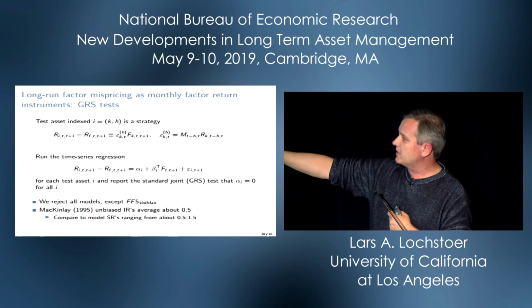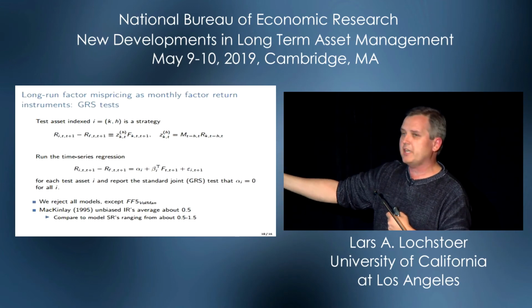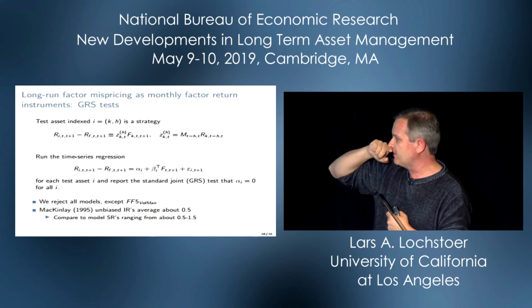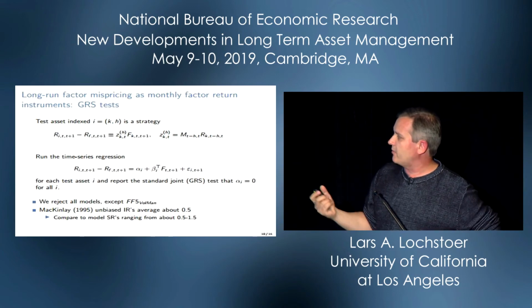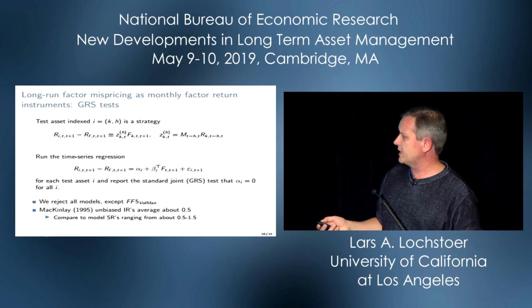And so this is all in the paper, but I can run a standard GRS test. The outcome is we reject all the models in this case, except actually Fama-French 5 volatility-managed is not rejected, although if you ask it to price the original Fama-French factors, it still is rejected, okay?